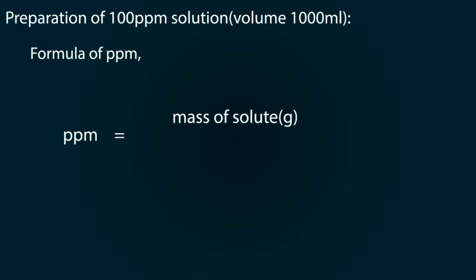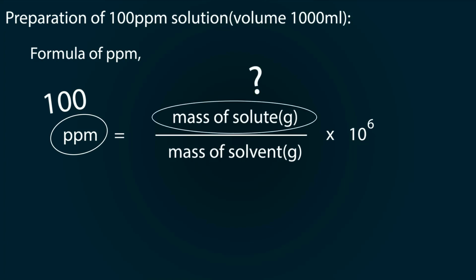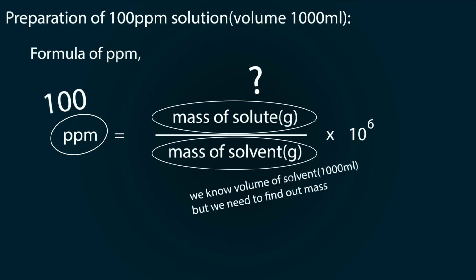Let's do some calculations. For making the solution, we have to find out the mass of solute and mass of solvent. So the formula of ppm is equal to mass of solute divided by mass of solvent multiplied by 10 raised to power 6. So we have 100 ppm. For that we have to find out the mass of solute. But first of all, let's find out the mass of solvent of 1000 milliliters.